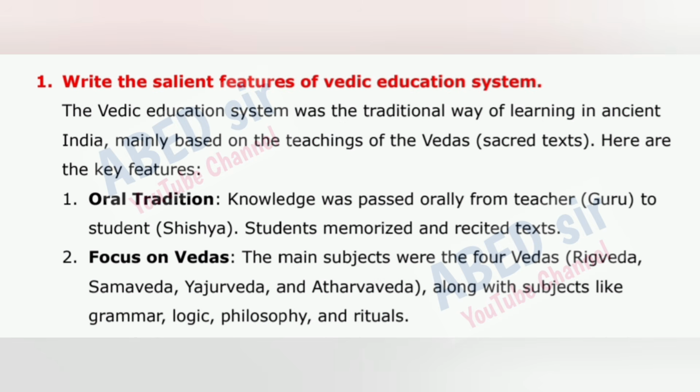Write the salient features of Vedic education system. The Vedic education system was the traditional way of learning in ancient India, mainly based on the teachings of the Vedas, sacred texts. Here are the key features. 1. Oral tradition. Knowledge was passed orally from teacher, guru, to student, shishya. Students memorized and recited texts.